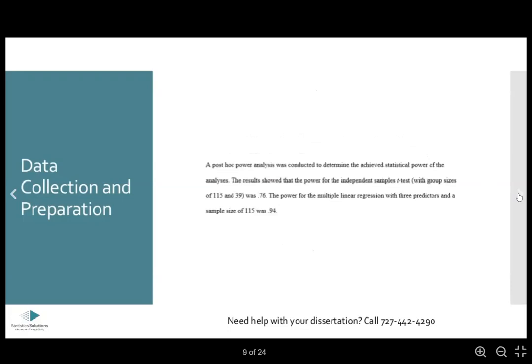Now, this case is where you would talk about a post hoc power analysis if you were not able to achieve the sample size that you intended. So this person is saying that they conducted the post hoc power analysis and they're giving the relevant test statistics. So here they're telling us that the power was 0.76, and they're also explaining that the three predictors and the sample size, the power of that here was 0.94. So again, just another example of how you might present this information.